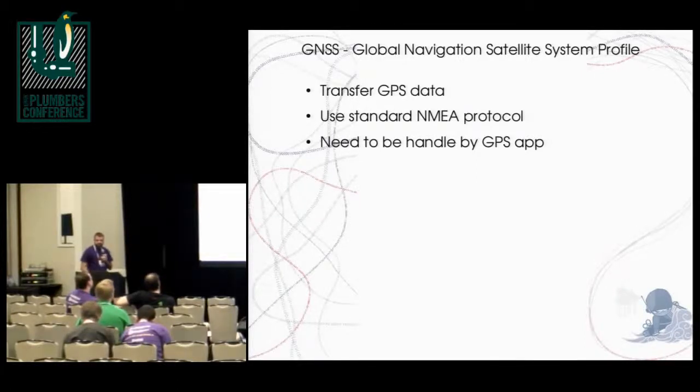And there is a new profile introduced by the Bluetooth SIG, I think last year, I don't know. It's the Global Navigation Satellite System profile. Basically you can share your GPS device with another device over Bluetooth. And it uses the standard NMEA protocol. It needs to be handled by some GPS application, because BlueZ doesn't really talk this protocol. We basically hand a file descriptor to some application that wants to handle this. So we can say that we have kind of support for this. We just need some GPS application to handle the NMEA protocol and get localization.